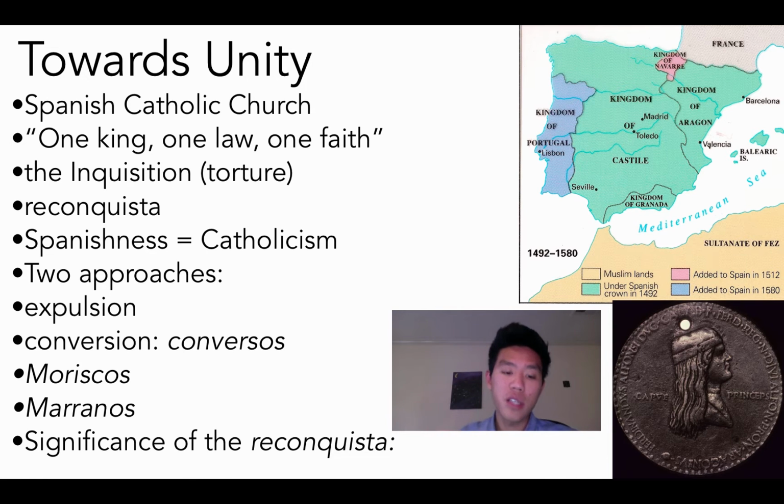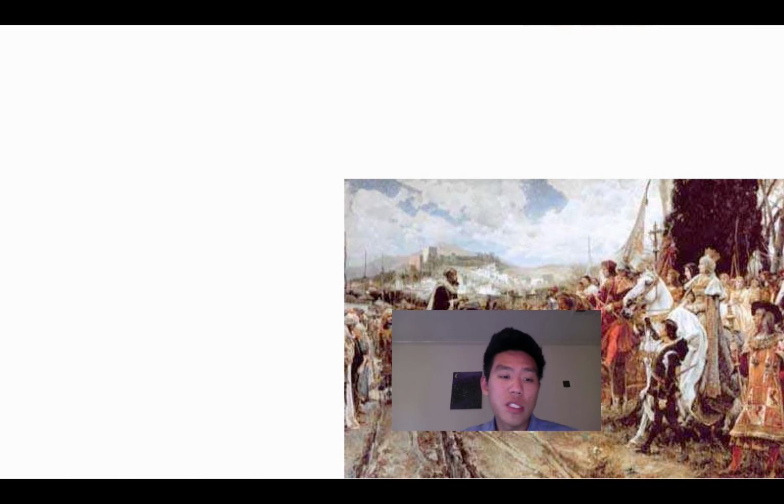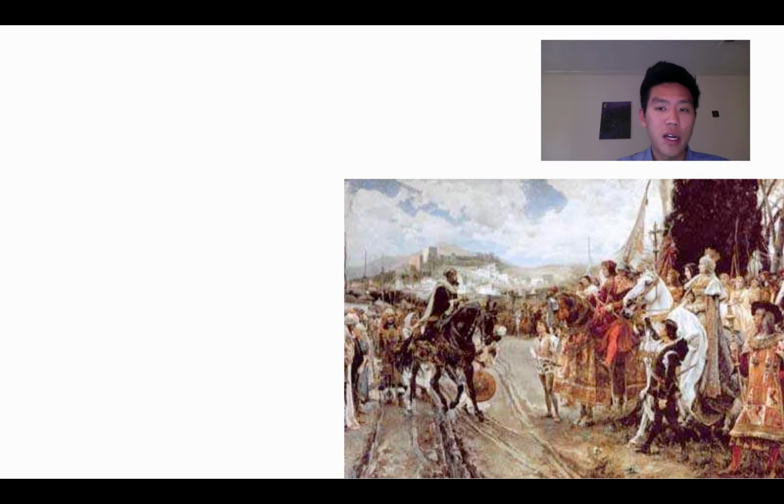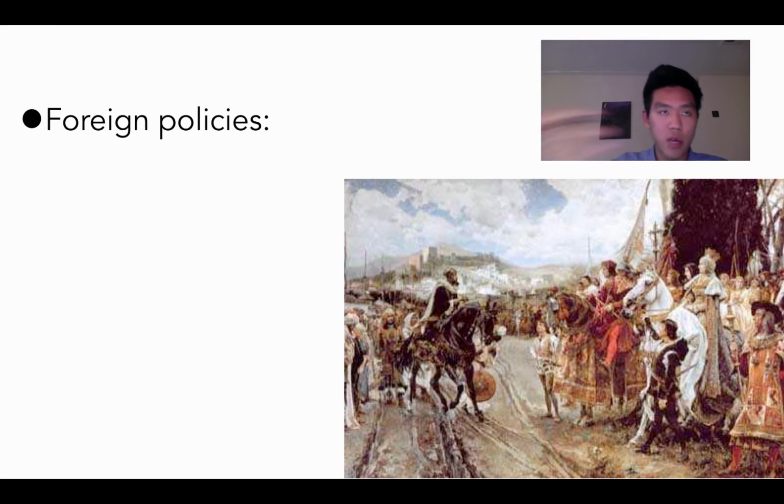Okay, so the heirs of Isabella and Ferdinand are the ones that are going to be unifying Spain, specifically Charles V, who is their grandson, and we'll get to that. Okay, so in wrapping up for Spain, there are certain foreign policies that they would institute.